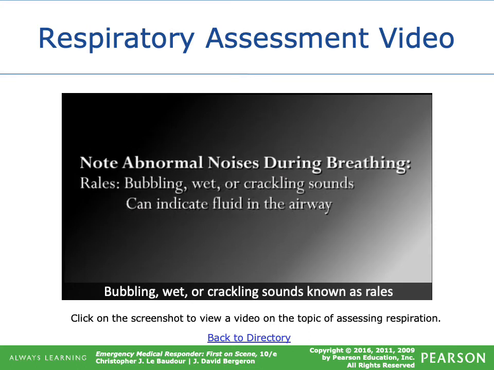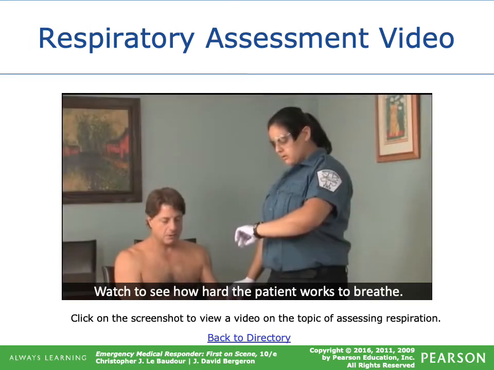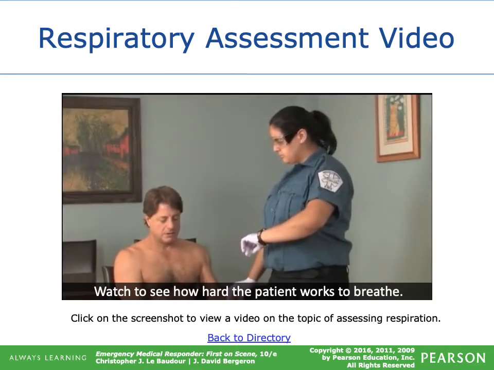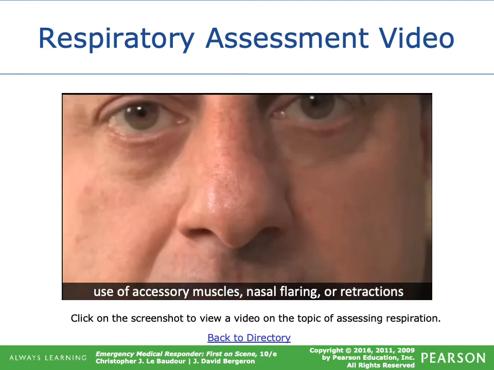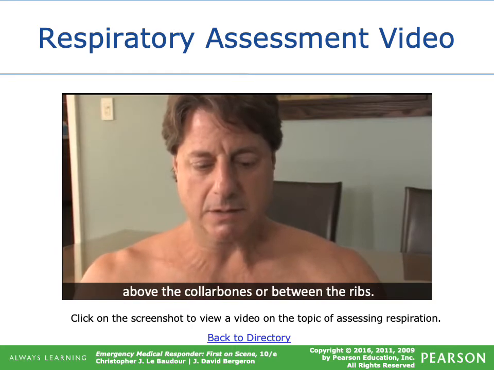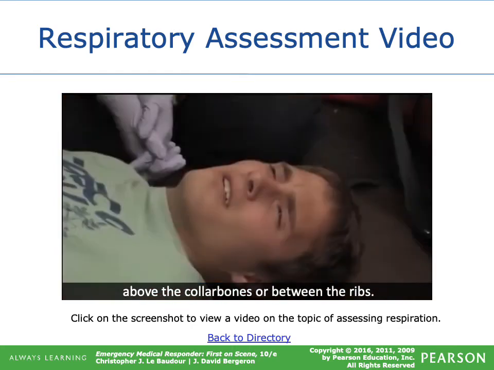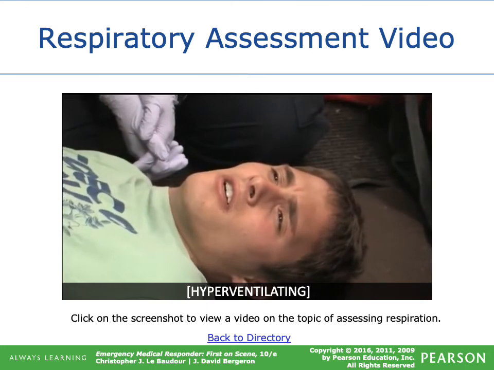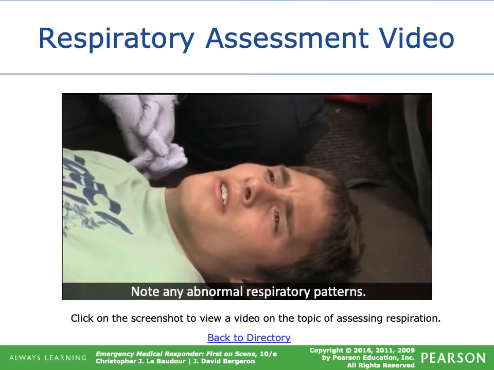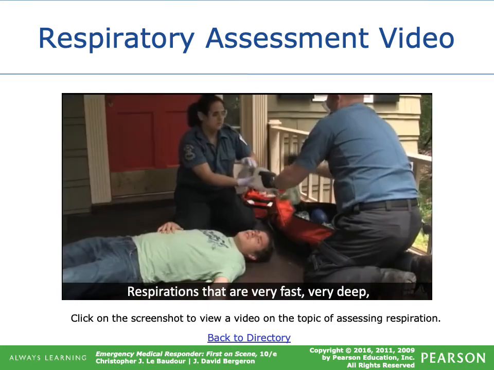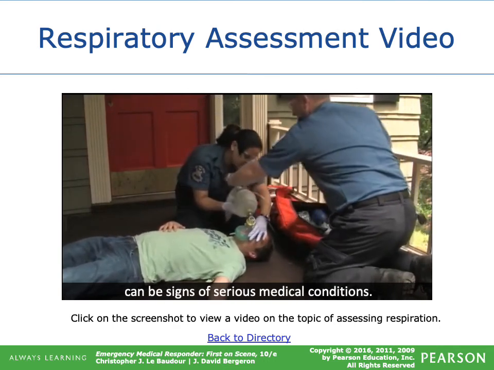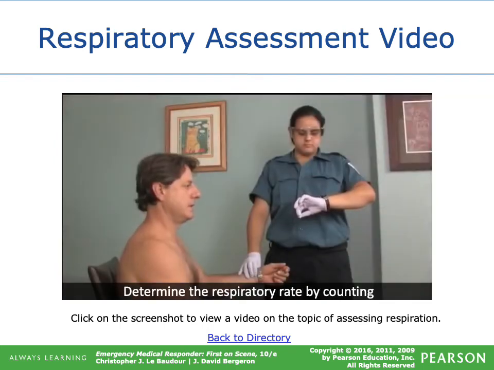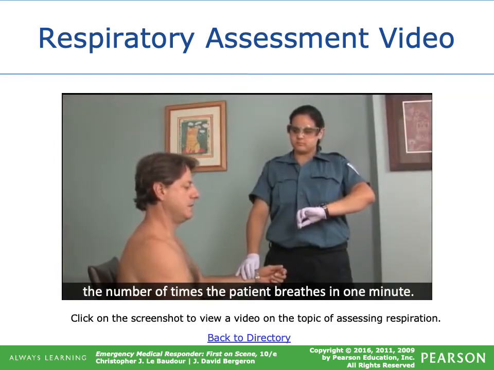Note any abnormal noises during breathing. A high-pitched noise like stridor can indicate upper airway obstruction. Whistling or wheezing sounds may indicate lower airway obstruction. Bubbling, wet, or crackling sounds known as rales can indicate fluid in the airway. Watch to see how hard the patient works to breathe. Signs of labored breathing include use of accessory muscles, nasal flaring, or retractions above the collarbones or between the ribs.